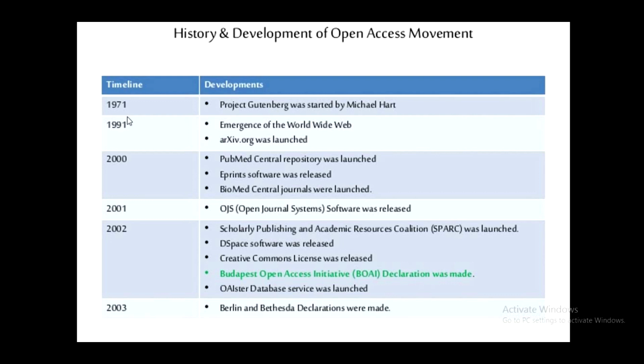After 1971, there is a long gap of 20 years. In 1991, the World Wide Web emerged and got popular. When the World Wide Web, that is WWW, got popular in 1991, arXiv.org was launched. In arXiv.org also you can find freely available books, journals, and all those things.